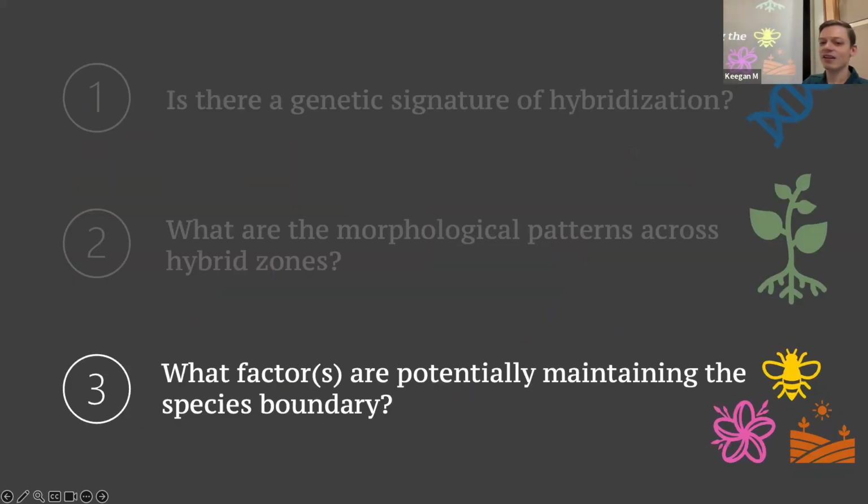So now we've investigated patterns of morphology and determined important traits for distinguishing between these groups. So this brings us to the final question of what potential factors could be working to maintain the species boundary, despite the extensive hybridization shown between groups. And in this study, I investigate potential microhabitat differences in soil texture and light intensity, differences in visitation rates, and differences in breeding system between the species.